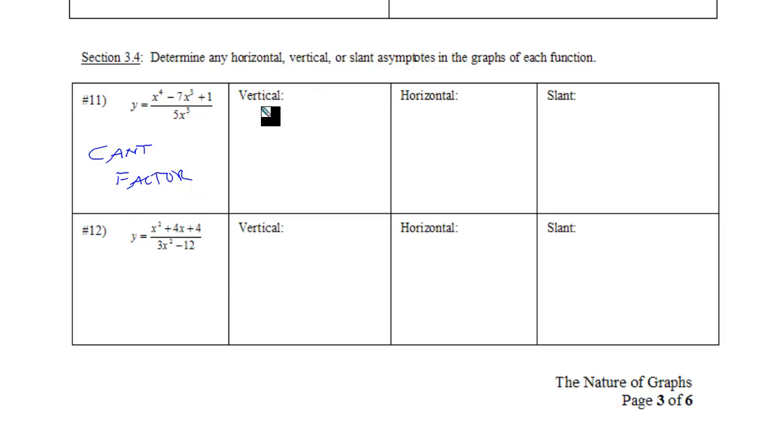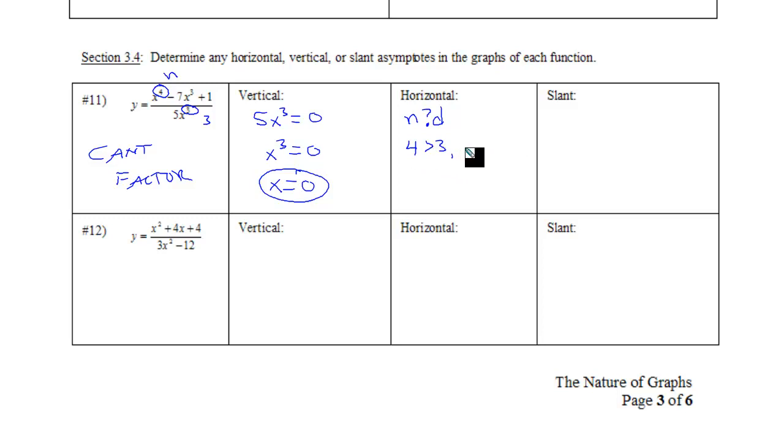To find vertical asymptotes, take your denominator and you set it equal to 0. If you divide both sides by 5 and then cube root both sides, you get x is 0. So this is the vertical asymptote. To find horizontal, you compare n to d. N in this problem is 4, d is 3. N is the biggest exponent in the numerator with respect to the variable. D is the biggest exponent in the denominator with respect to the variable. So comparing n to d, 4 is bigger than 3.